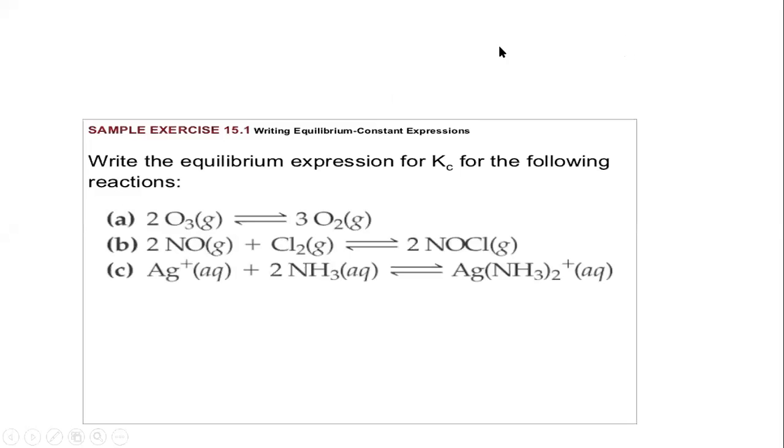Good. So based on the notes I gave last week and the revision we did this morning, let's write equilibrium expressions for Kc for the following reactions. So we have 2 moles of ozone being converted to 3 moles of oxygen. What will be the Kc? So let's take the A part. Who is done?